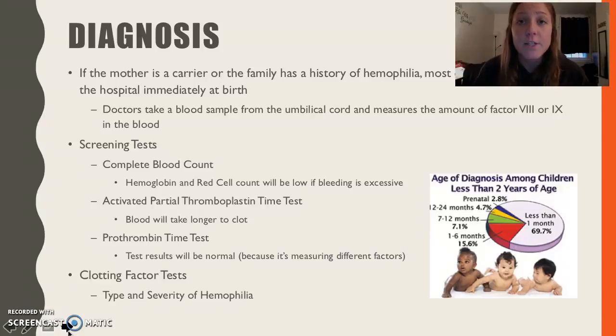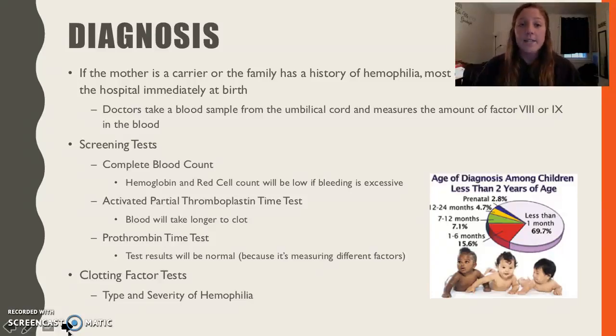There are also many other tests that can be done, including screening tests or clotting factor tests. Complete blood count is an example of a screening test, and this is where they take the amount of hemoglobin, the size and number of red blood cells, the numbers of different white blood cells, and platelets in the blood. Now, an individual with hemophilia would typically have a normal result for this test. However, if they have excessive heavy bleeding, the number of hemoglobin and red blood cells would be low.